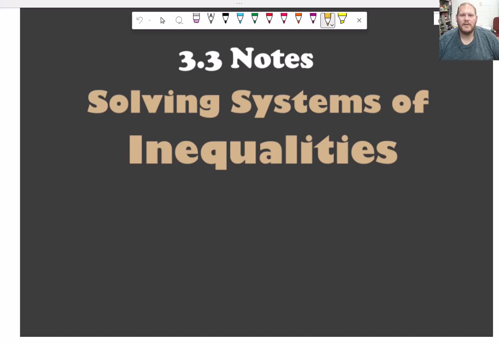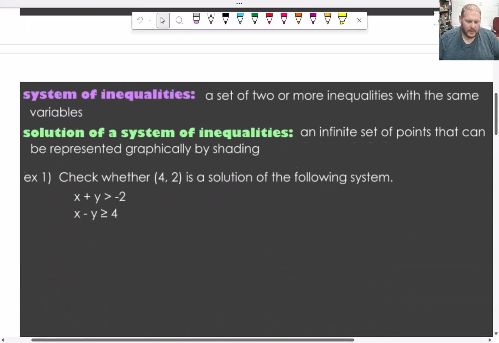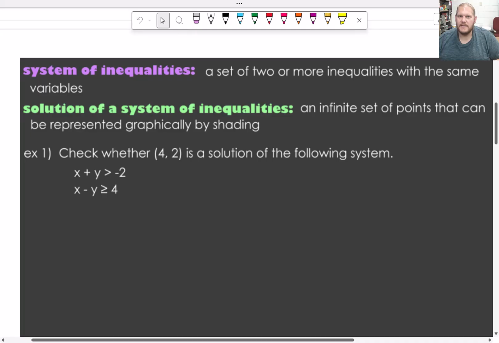Hey guys, today we are taking a look at our notes for 3.3, which is all about solving inequality systems. A system of inequalities is just a set of two or more inequalities that use the exact same variables. Just like with our systems of equations that we looked at earlier in the chapter, our systems of inequalities are just multiple different inequalities that use the exact same variables.